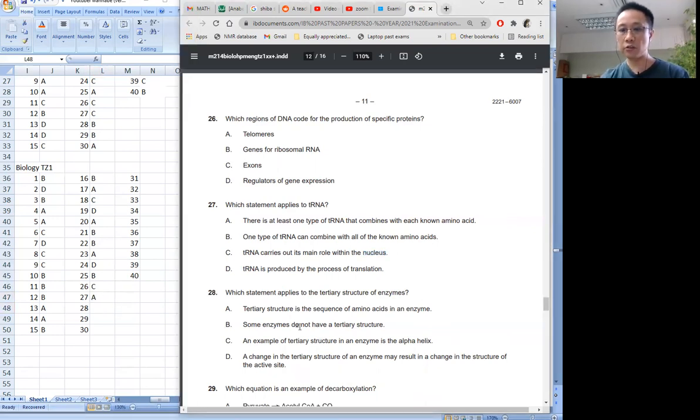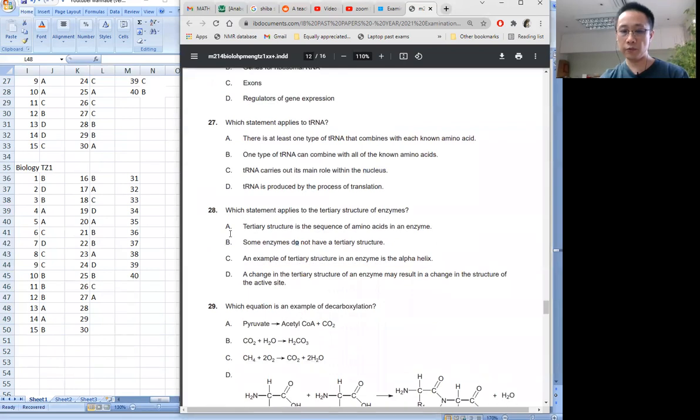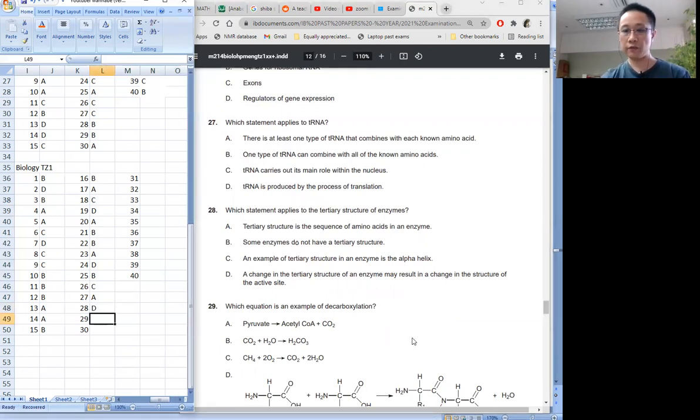28, which statement applies to the tertiary structure of the enzymes? Choice A is wrong because the correct structure would be the primary structure. B should be wrong because all enzymes need to have some 3D structure in order to bind to the active sites, in order to correspond to the active site which the substrates can bind to. An example of a tertiary structure in an enzyme is the alpha helix. That's wrong because an alpha helix is a secondary structure. The answer should be D, which is a correct statement itself.